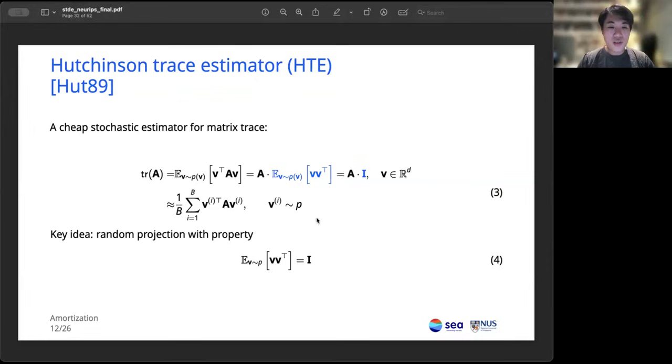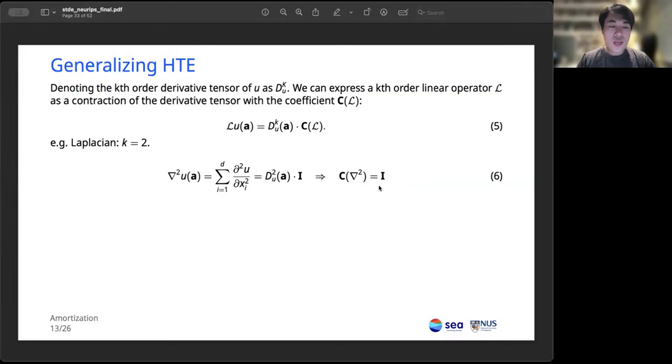The key observation here is that we can view this random projection, the blue part, as applying a mask to a matrix. Due to the isotropic property of distribution P, this expectation is just equal to the identity. The first line in the end says that applying this random projection with v is equivalent to doing a tensor dot product of A with the identity, which extracts the diagonals.